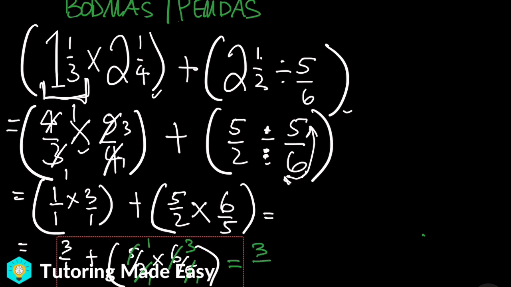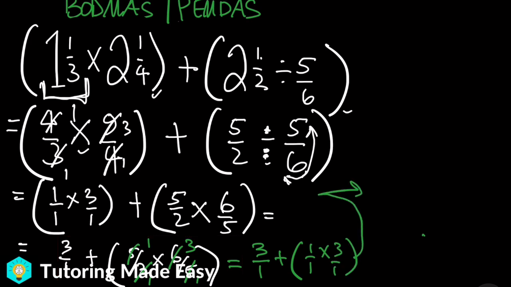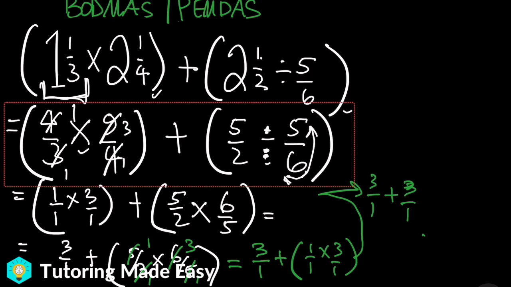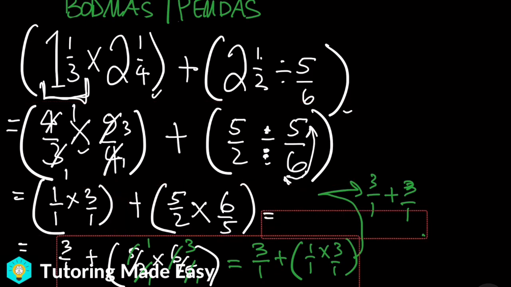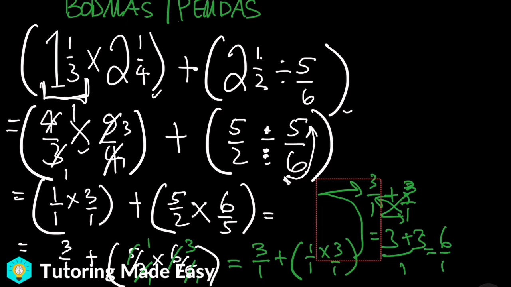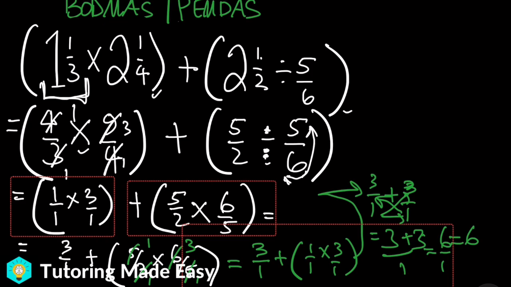We end up getting 3 over 1 plus, in bracket, 1 over 1 times 3 over 1. And then we end up getting 3 over 1 plus another 3 over 1, plus another 3 over 1. And then we can do our LCM method, or we can multiply this by that, which gives us 3. Multiply this by that gives us 3. Multiply this by this, you get 1. And we get 6 over 1. 6 over 1 is the same as 6. So that's the final answer that we're able to arrive at.